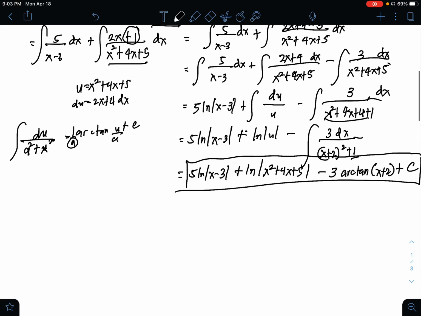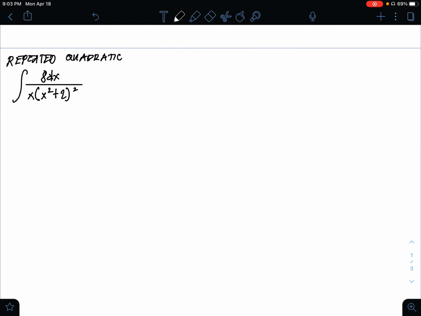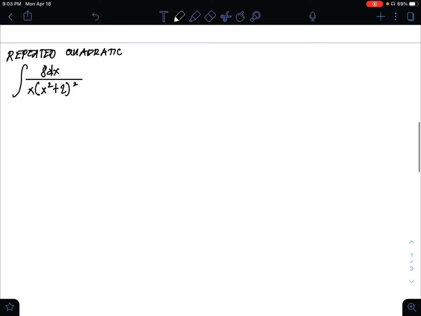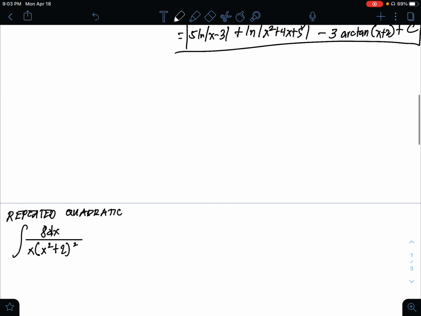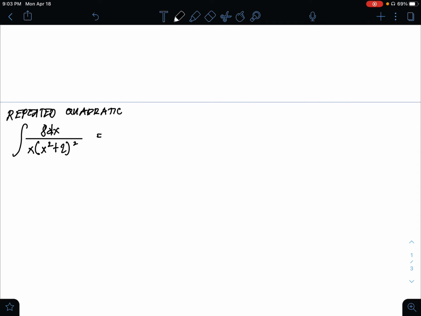All right, let's move to the next example, which is the repeated quadratic. The repeated quadratic case has some similarity, but there is one thing we need to change here. For example, of course there is an A. The first factor is x squared plus 2, so it is a quadratic. Since that is quadratic, we should do Bx plus C there. Then on the other side, we have Dx plus E over x squared plus 2.